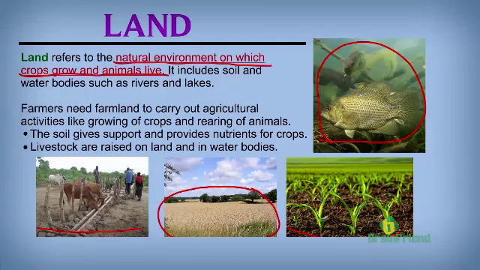Farmers need farmland to carry out agricultural activities such as growing of crops and rearing of animals. They also need farmland to carry out every other agricultural activity that will lead to the production of goods. The soil found on land gives support and provides nutrients for those crops that grow on them. And animals are also raised on land and in water bodies, as I mentioned earlier.